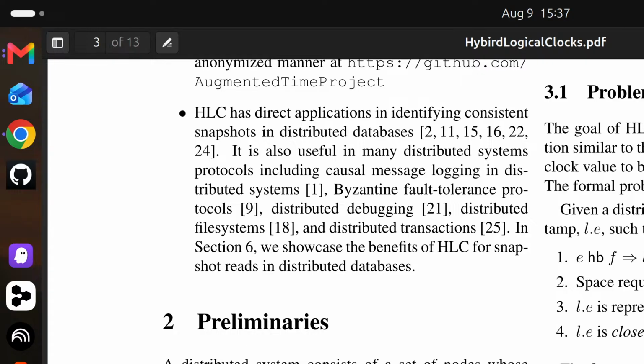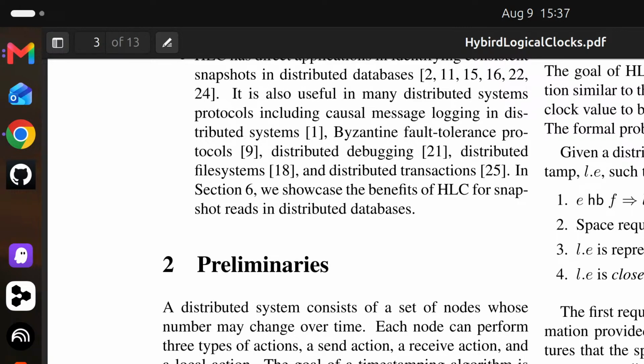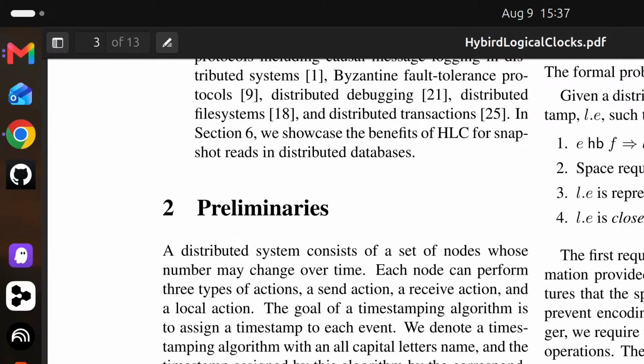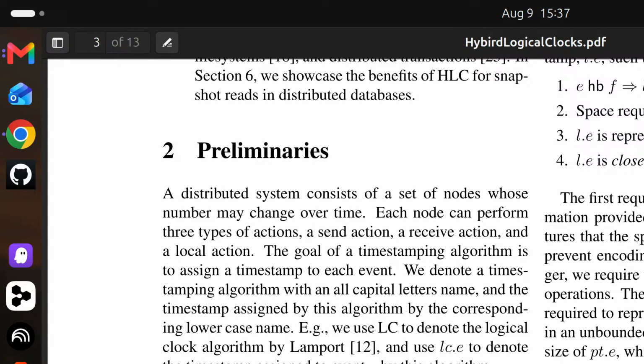To prevent encoding of several integers into one large integer, we require that any update in L.E is achieved by order of 1 operations. The third requirement captures that the space required to represent L is bounded. It does not grow in unbounded fashion. In practice, we like L to be the size of PT of E, which is 64 bits in the NTP protocol. And finally, the last requirement states that L.E should be close to PT. This enables us to utilize HLC in place of physical time.